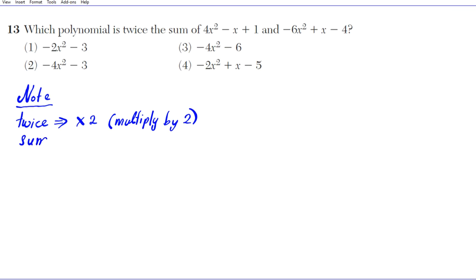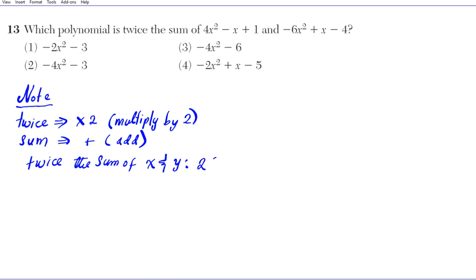Sum is the operation plus, right? So we add. Now, if I ask you to write an expression for twice the sum of x and y, what is that going to be? Twice the sum of x and y. Now, what you want to keep in mind is this expression is written kind of sort of in reverse order. Twice the sum of x and y means you find the sum first and then you double it. So the correct way to write this is 2 times the quantity x plus y. Okay? So let's keep that in mind.